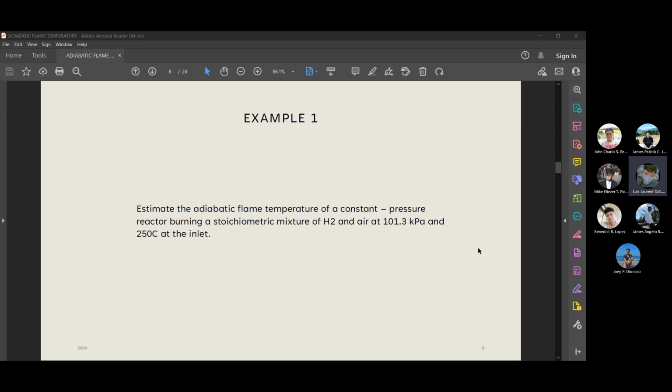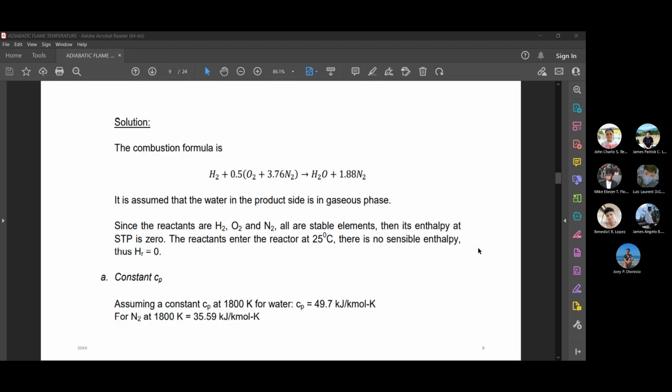So we are now going to present the solution. The combustion formula is stated in the presentation: H2 plus 0.5 quantity O2 plus 3.76 N2 quantity, and the product side H2O plus 1.88 N2. Let us assume that the water in the product side is in gaseous phase.